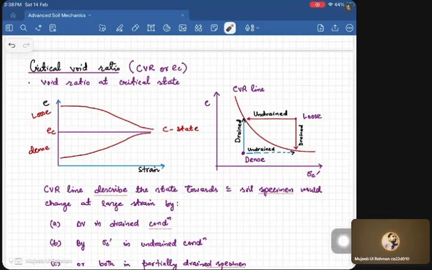But what happens for the dense soil? In the drained case, what is happening? As you saw here, in the drained case, there will be dilation which will increase the void ratio till it reaches the critical void ratio line. And in the undrained state, what will happen?